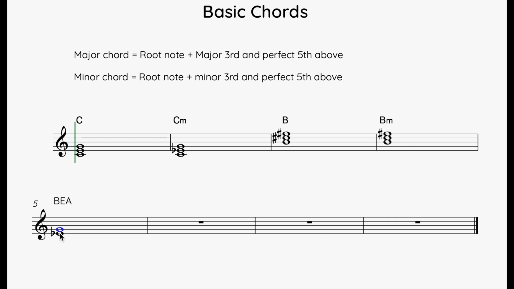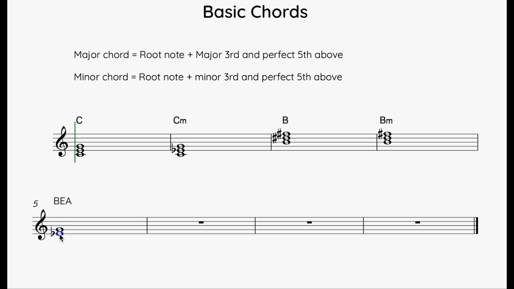All right, so we need a third above. We need a major third. Now, what sort of G are we going to find in the scale of E flat major? Well, E flat major only has three flats. All the other notes are naturals. So G natural fits with E flat major. So E flat to G is a major third.